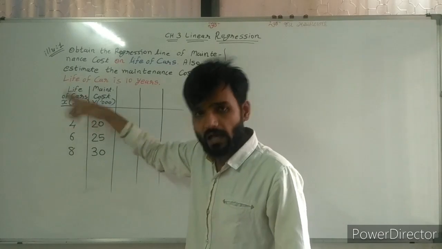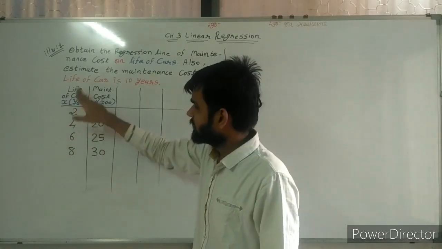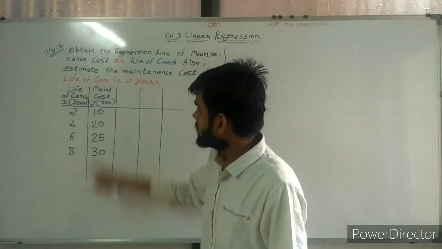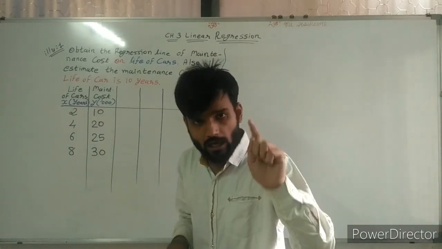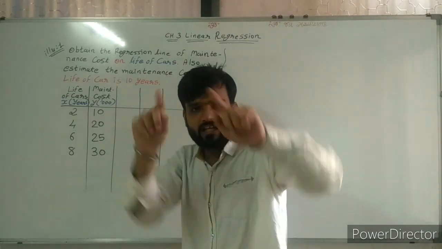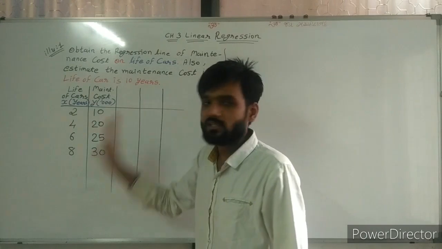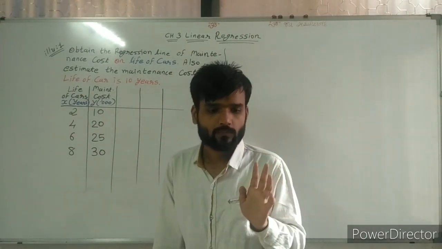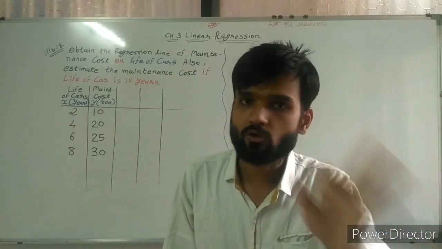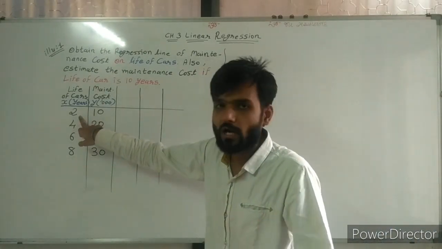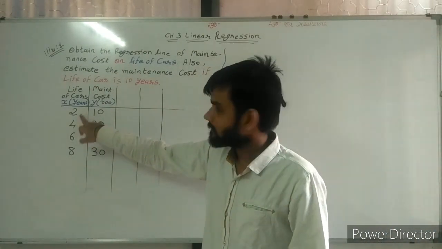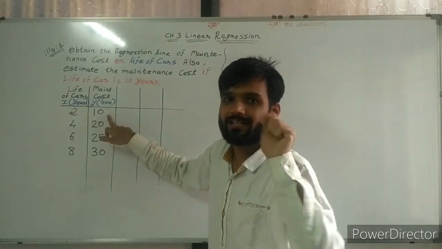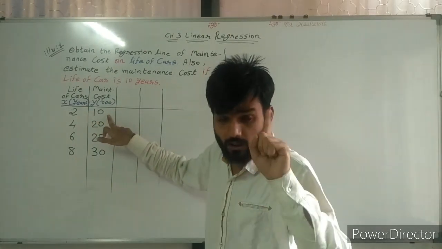Life of car, I assume it is X. It is given in years. Maintenance cost, I assume it as Y, and in brackets I have written 30. It means it is in 1000, that is, given in 1000 rupees. It means if life of car is 2 years, maintenance cost is 10,000 rupees per year.